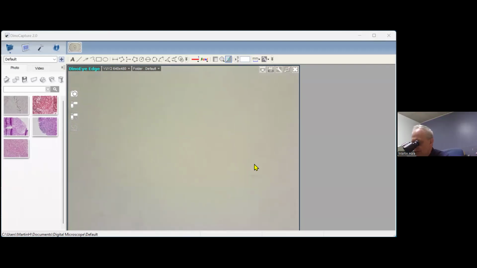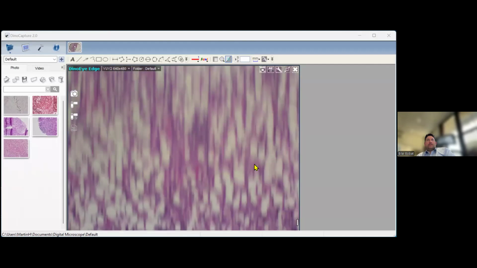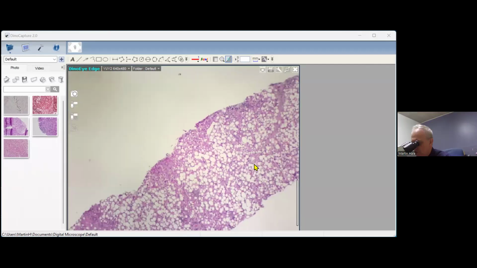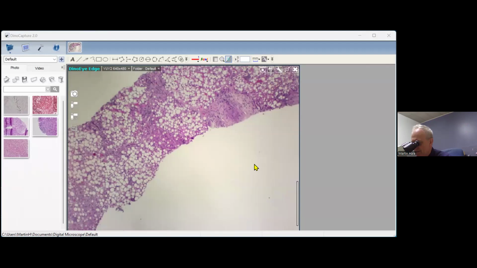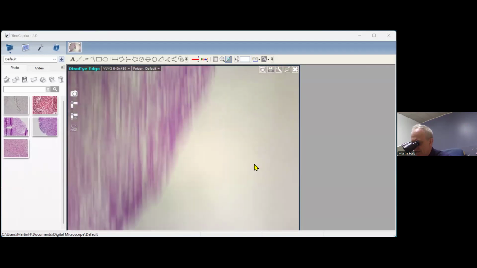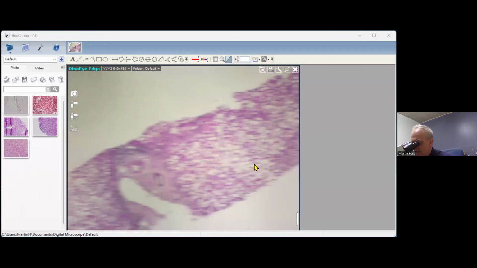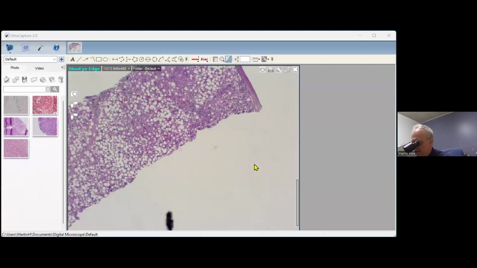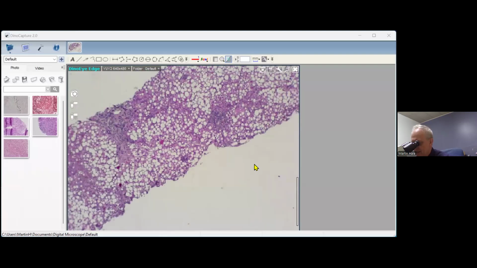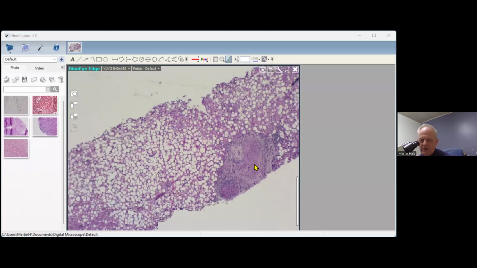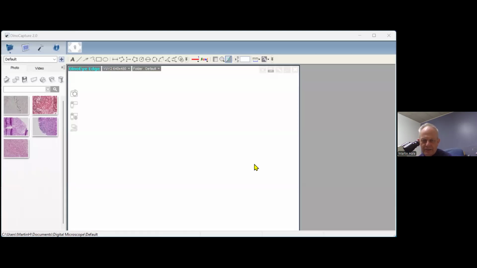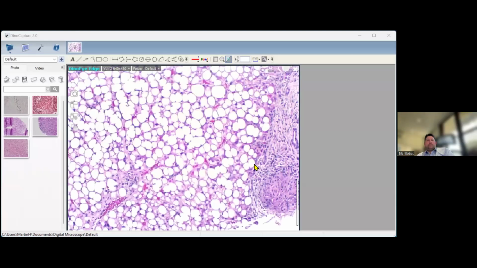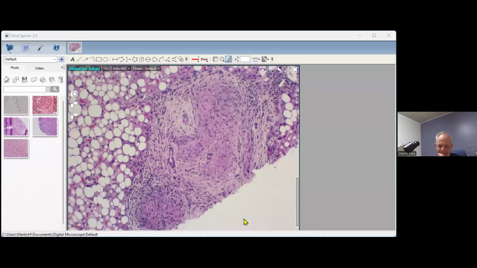Let's just look at this here. Look at this granuloma. A more typical sarcoidal granuloma you couldn't get. That's a textbook picture. So yeah, that's the enigma of granulomatous hepatitis.